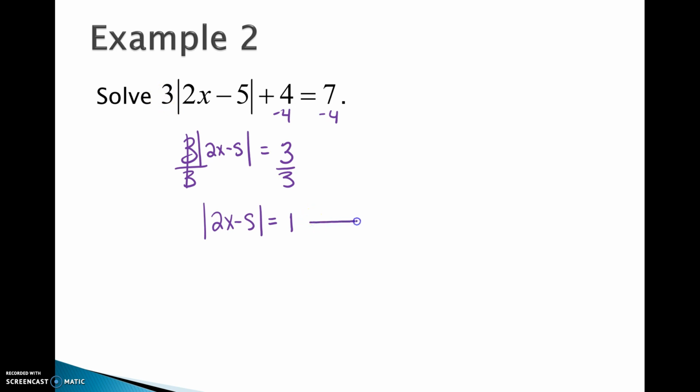Once you get the absolute value bars completely by themselves, now you need to think about absolute value equals the distance. Where on the number line are we 1 unit away from 0? At 1 and negative 1. So we need to write 2 equations. 2x minus 5 equals 1. 2x minus 5 equals negative 1. And solve both equations. You have 2 answers. So take a moment and solve both of those.